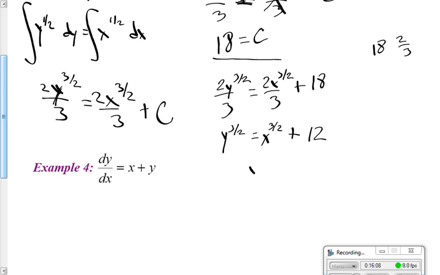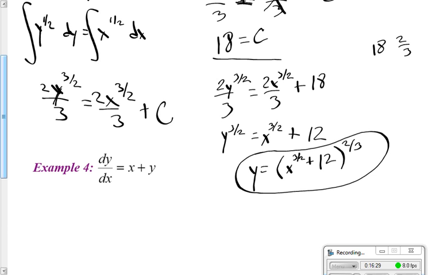Solve for y. What do I have to do? Excellent. Raise both sides to the 2/3 power. Do I need to worry about the plus or minus scenario here? No, because I'm not square rooting. Okay? Cube rooting. So here's your particular solution. Okay? Questions so far?